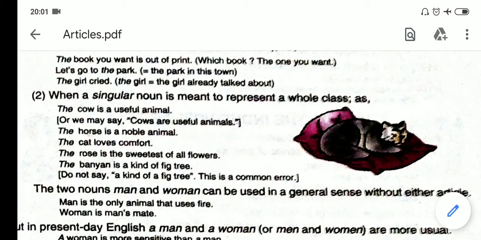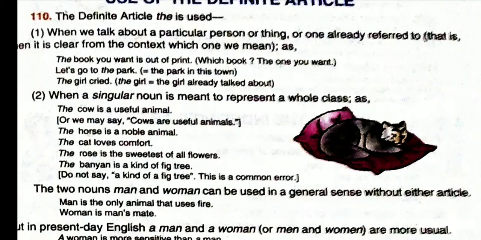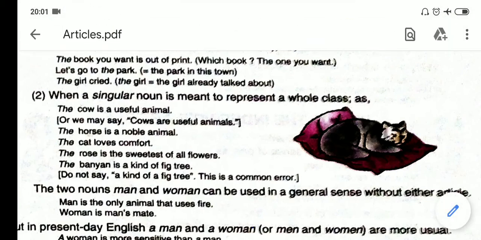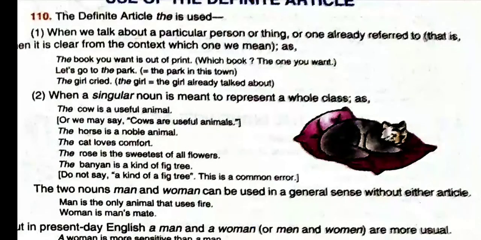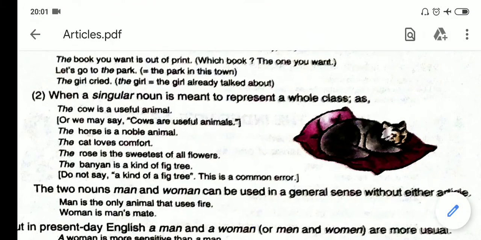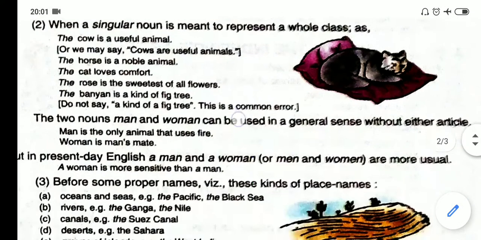The dog is a faithful animal. It means all the dogs are faithful, not only a few dogs, or not only one dog. Or we may say cows are useful animals, which has the same meaning. When I use the with the cow, it means it is representing the whole class of cows, not only one cow. The horse is a noble animal. It means all the horses are noble animals. The cat loves comfort. It means all the cats, not only one particular cat. The rose is the sweetest of all flowers. And so on.